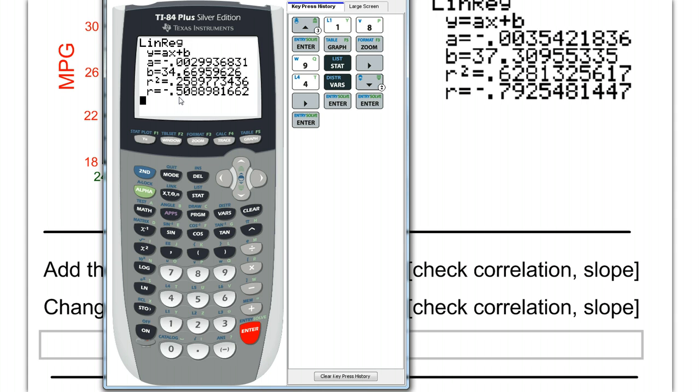The R value actually got quite a bit worse. Negative 0.79 is not a bad R value. Negative 0.5 is a poor value of R.